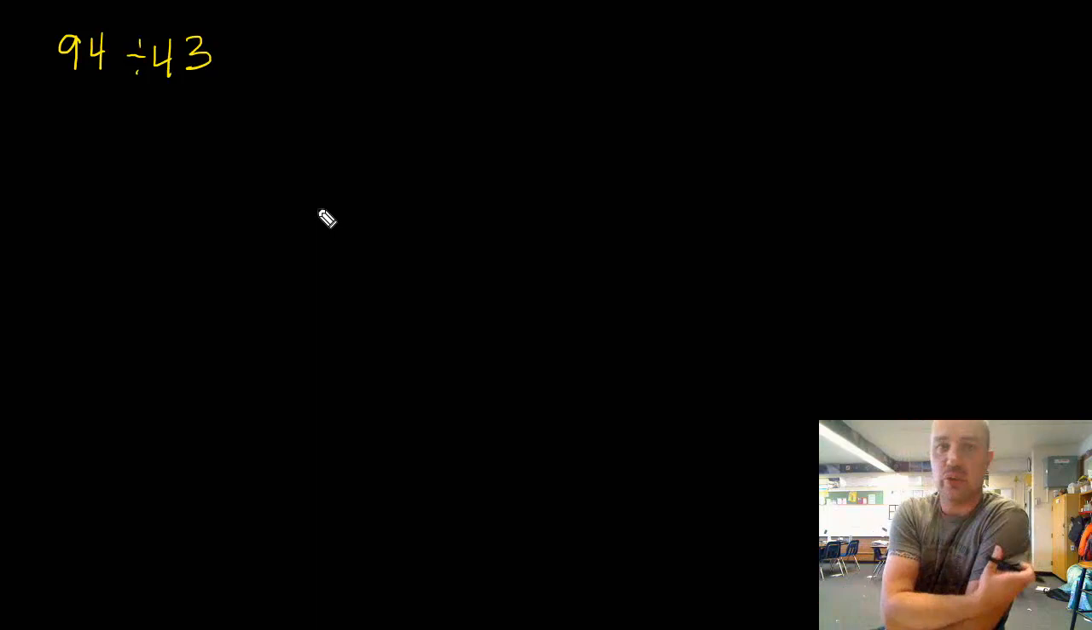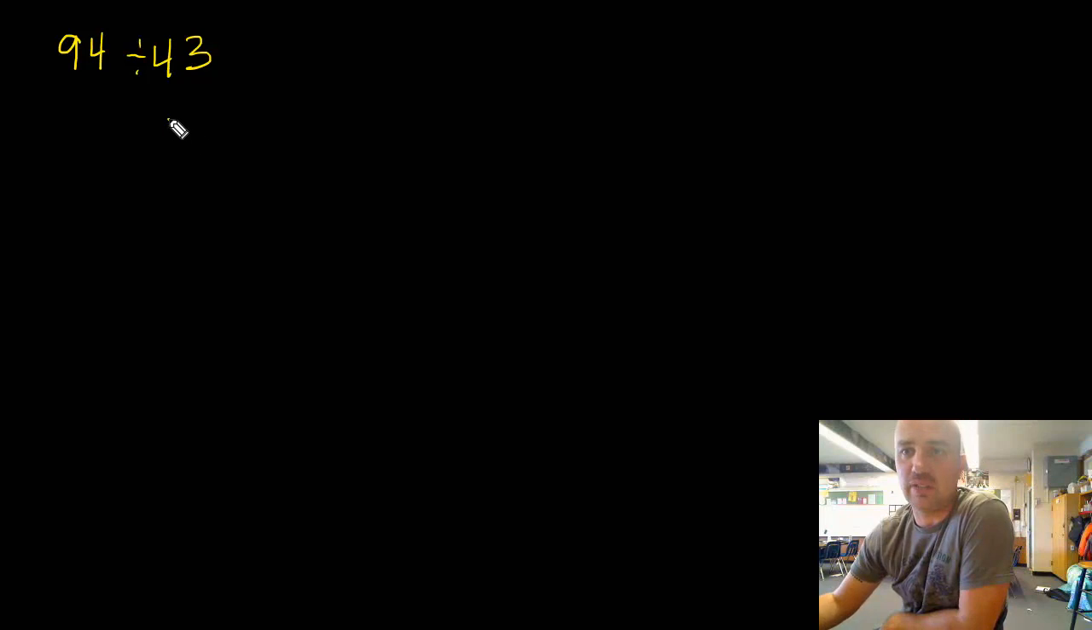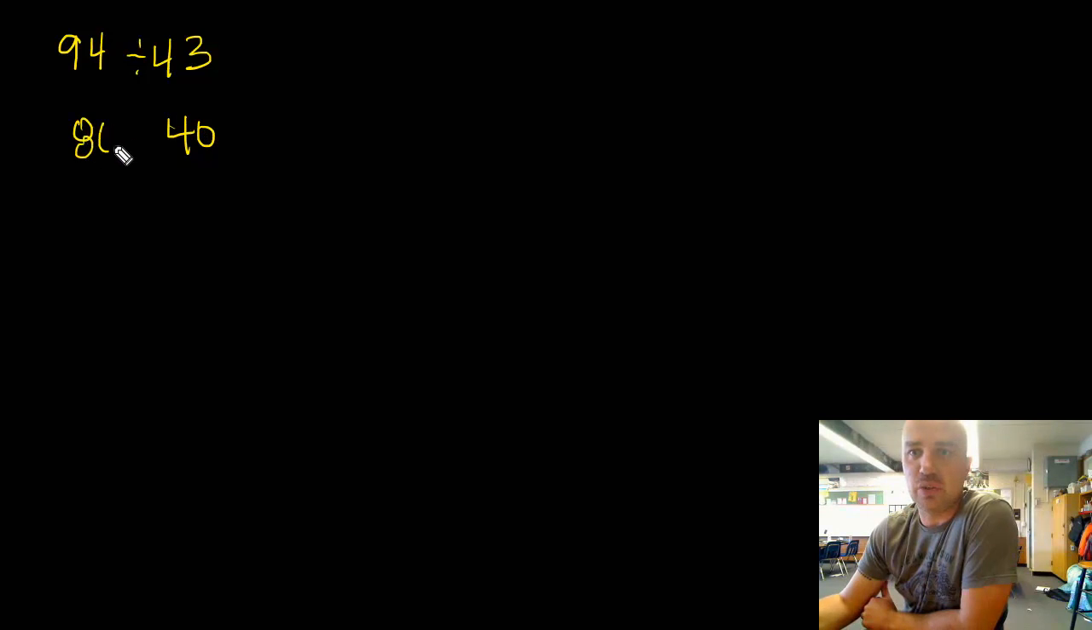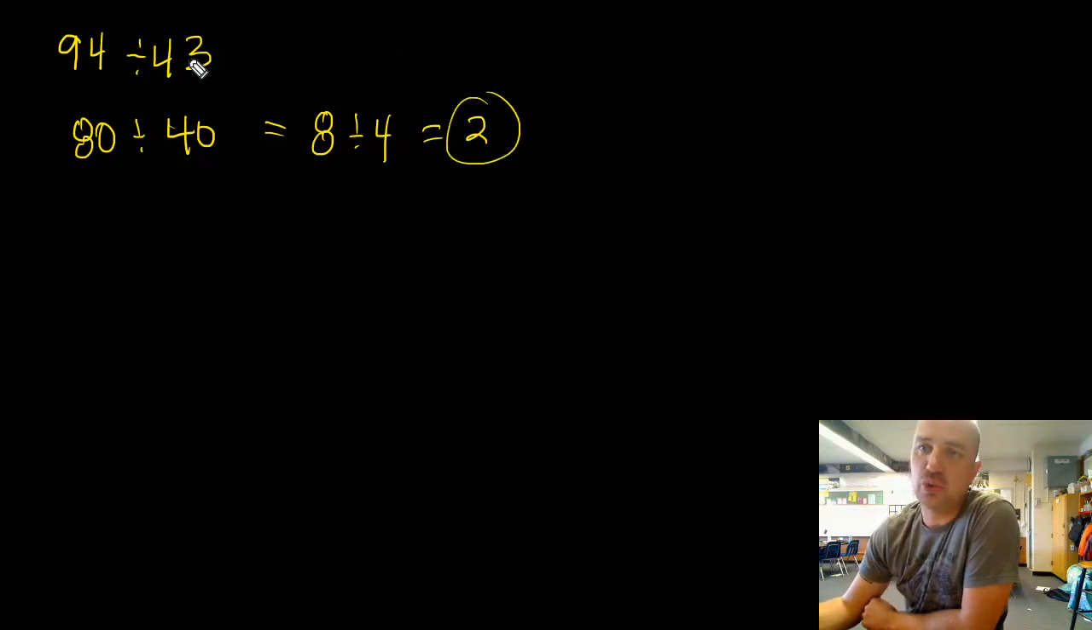This is problem 2, and I want to take a look at something like 94 divided by 43. We're going to do the same thing here, where we round the divisor. I'll take that divisor down to 40, and I'll take my dividend down to 80, and I'll do some dividing. 80 divided by 40 is the same as 8 divided by 4, which is the same as 2. So my estimated quotient is 2. I'm saying 2 groups of 43, or 43 groups of 2. It's all the same. So, estimated quotient of 2.